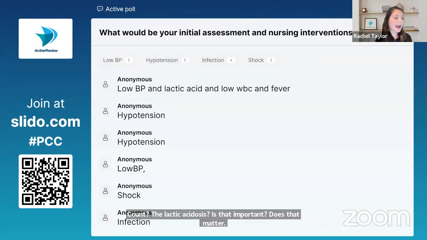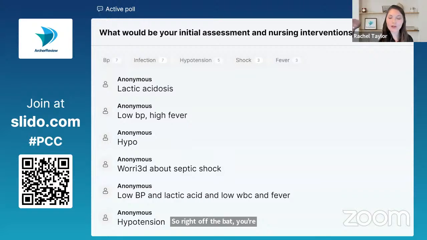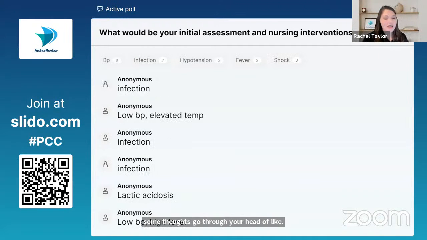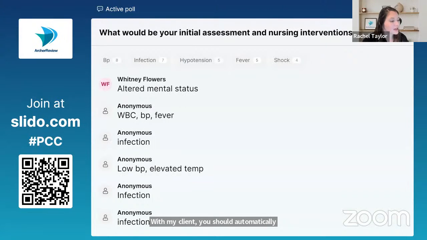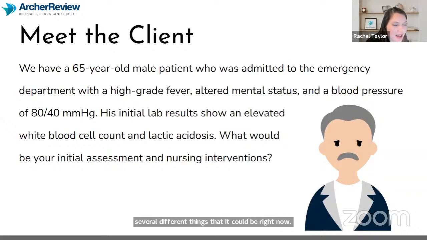So right off the bat, you're probably already having some thoughts go through your head of like, ooh, what's going on with my client? You should automatically be thinking of several different things that it could be right now. So let's look at this one more time. And I want you to think, what do you think our client has? And drop it in the comments.